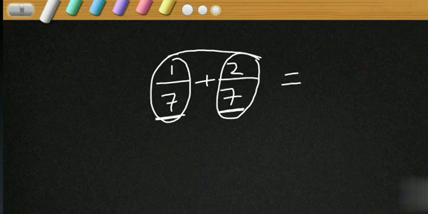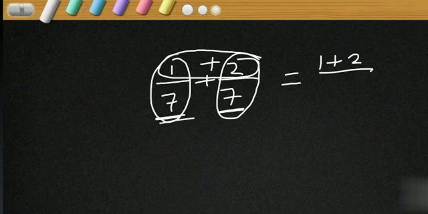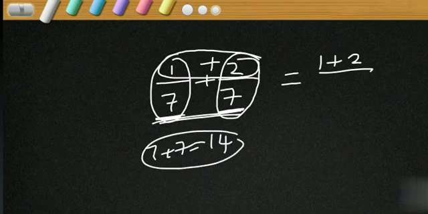Yes, for adding like fractions, just add the numerators. That means which are the numerators here? 1 and 2, isn't it? And next is very important. And what is the next step? Yes, keep the denominator as it is. So can we add 7 plus 7 and write the denominator as 14? Can we do this? No. What shall be done then?